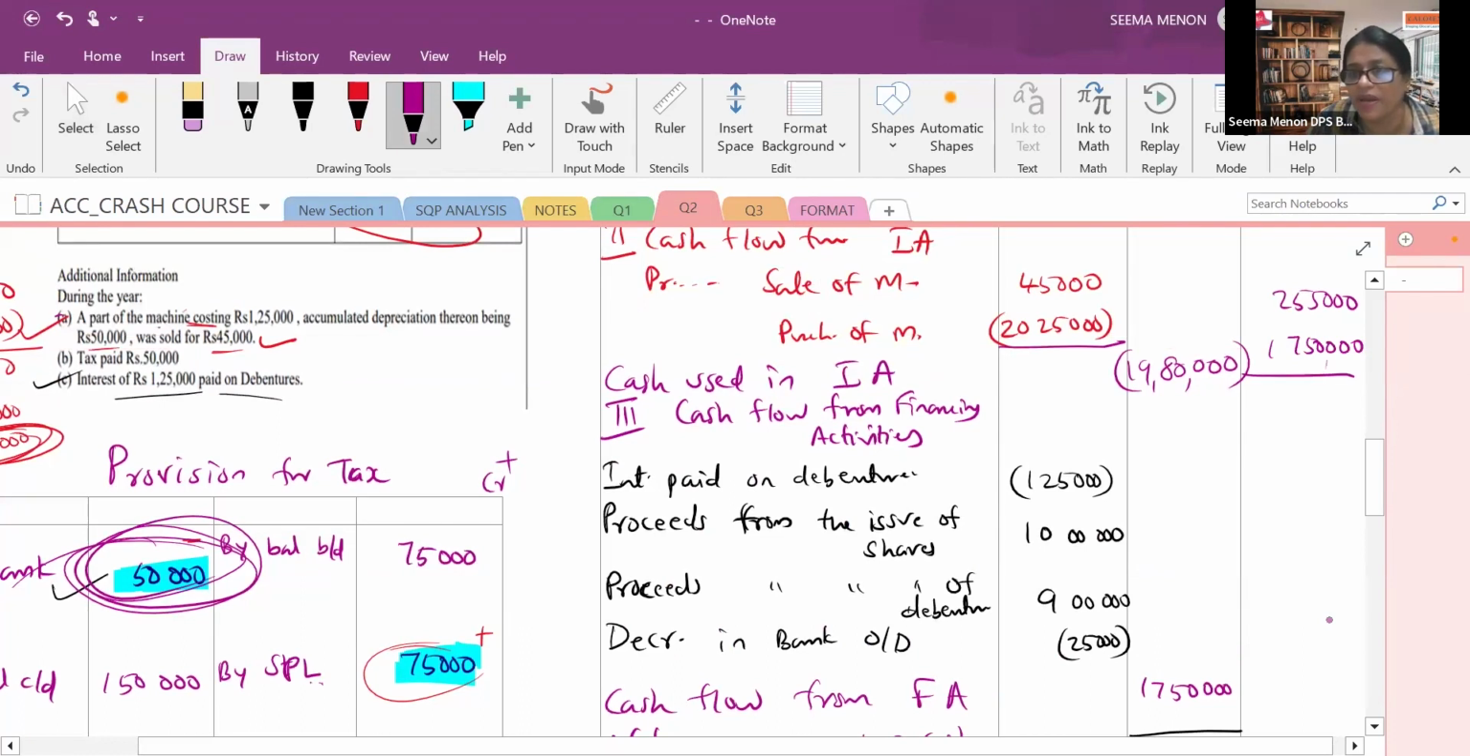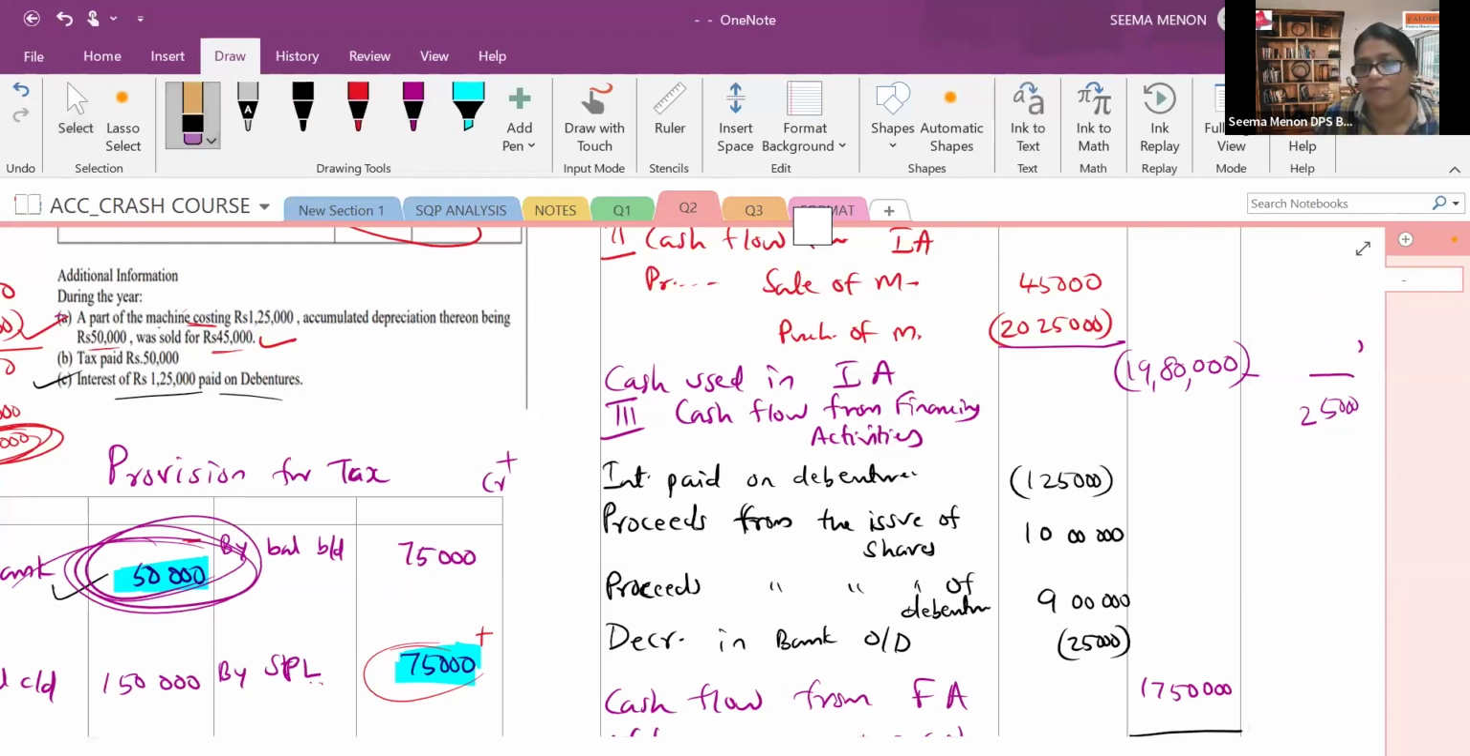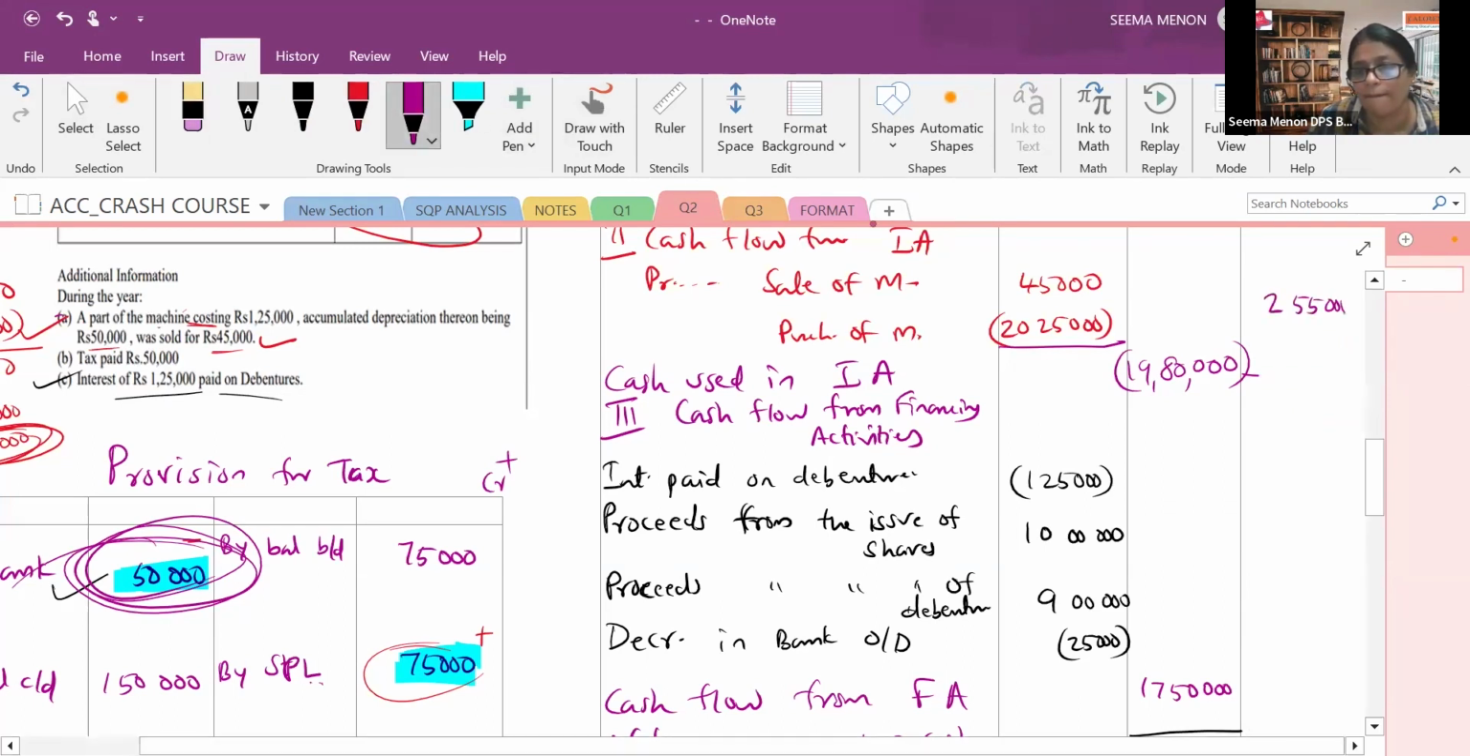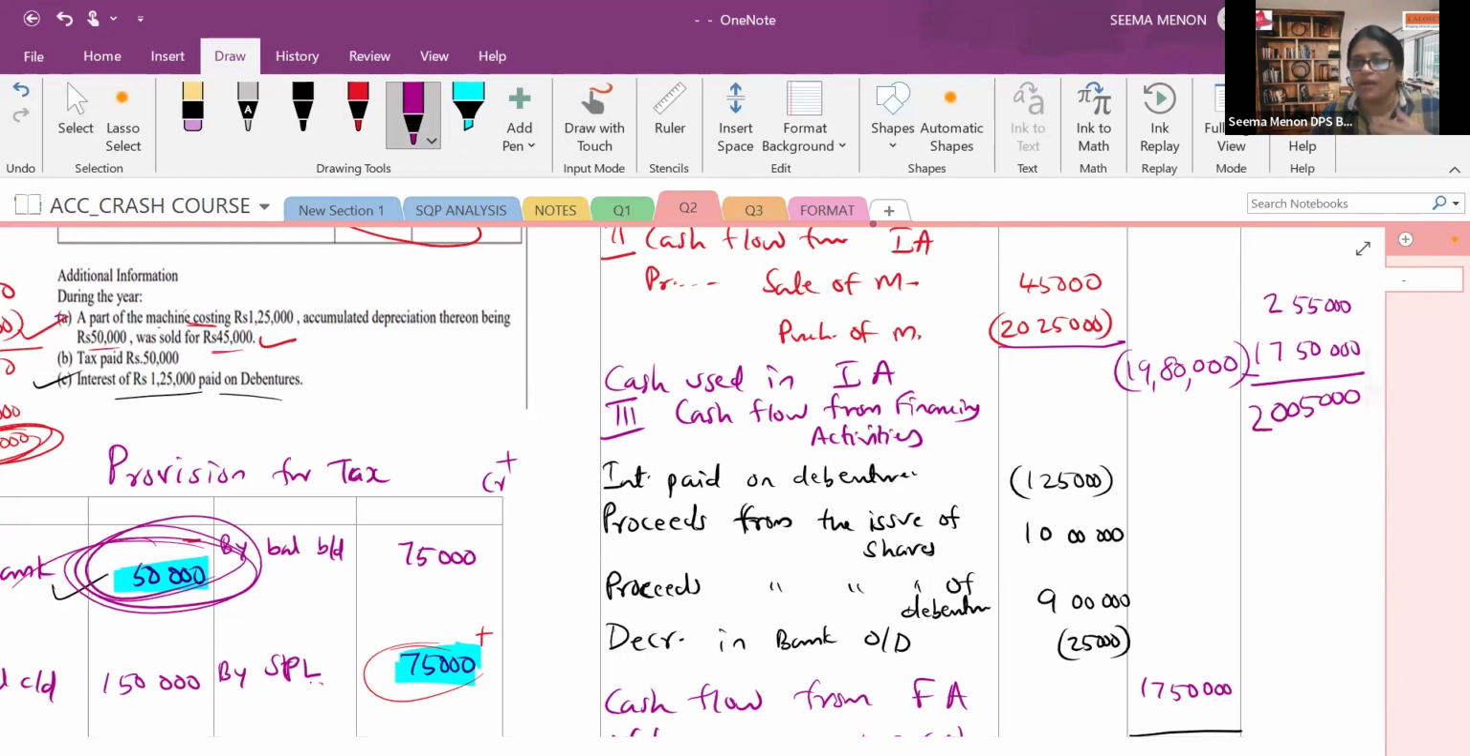Then you will be getting 17,50,000. So here it is 7 plus 5, 12. Then 2,55,000. Then it is 17,50,000. You will be getting 5 plus 5, 10. Then 20,05,000. Now, from 20,05,000, you have to subtract 19,80,000. So, what is the answer you will be getting?